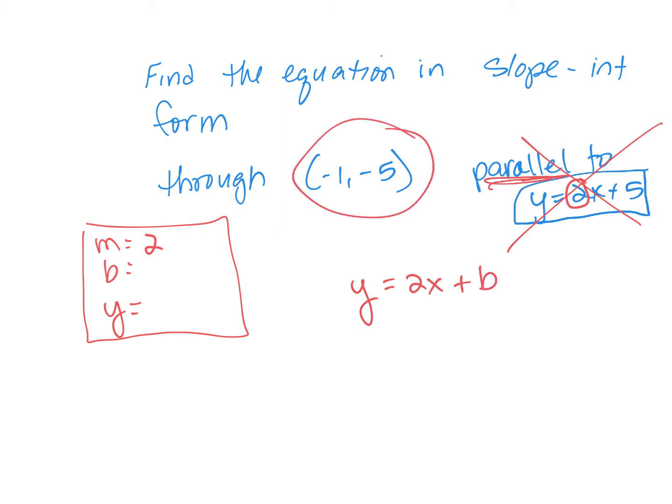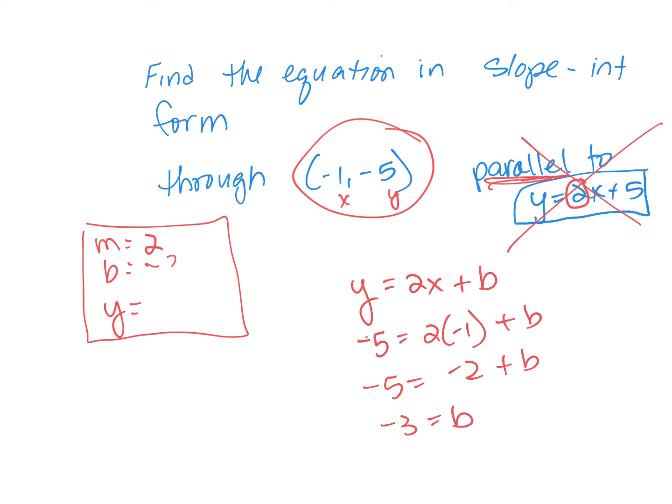Everybody get that? The point represents an x and a y, so you're going to put the -5 here, and the 2 and the -1 here. You're going to have -5 equals -2 plus b. When we add 2 to both sides, we get -3 equals b. Now we're ready to write our equation: y equals 2x minus 3.